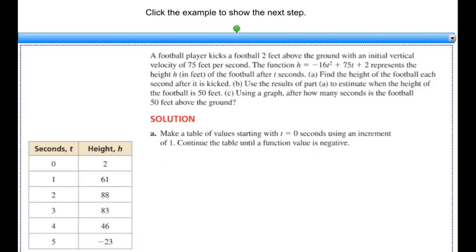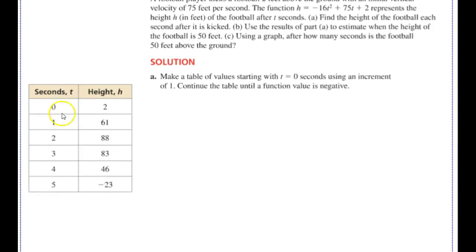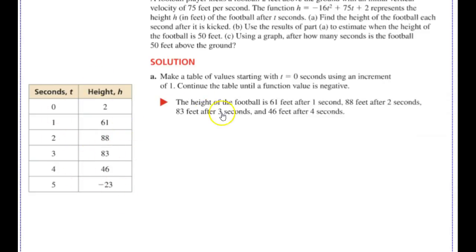Okay? So I go ahead and make my table, starting at 0 and going in my increments of 1. I plug those t values into my equation, always using parentheses, and I simplify and solve from there. So here I can see the values of my height at each of those seconds. I was asked to find it after each second. So after 1 second, we're 61 feet. After 2 seconds, it's 88. 3 seconds, 83. 4 seconds, it's 46.